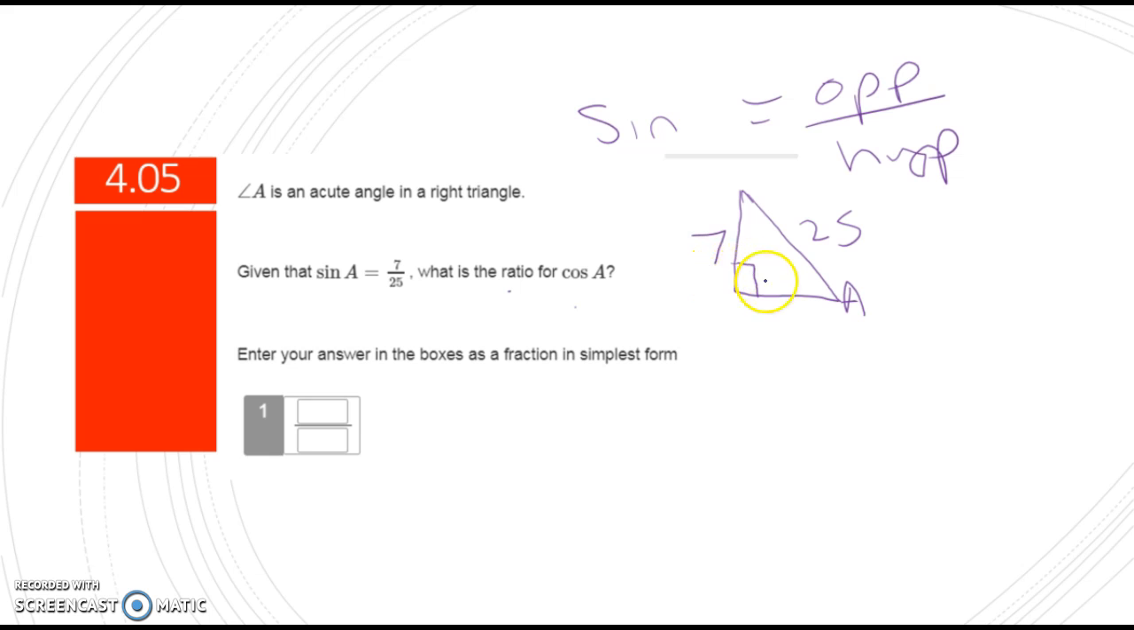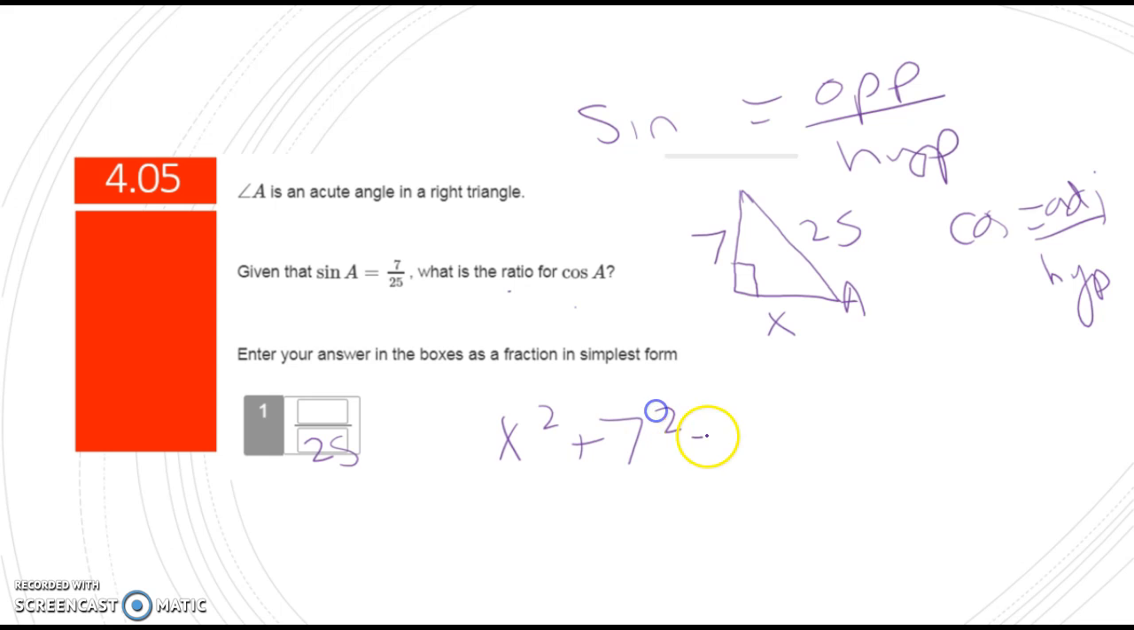The ratio for cosine, well, in order to find cosine, remember cosine is adjacent over hypotenuse. I know that it will be over 25, just like the sine, because it's over the hypotenuse. But what is the adjacent side? We don't know. We need to use Pythagorean theorem.